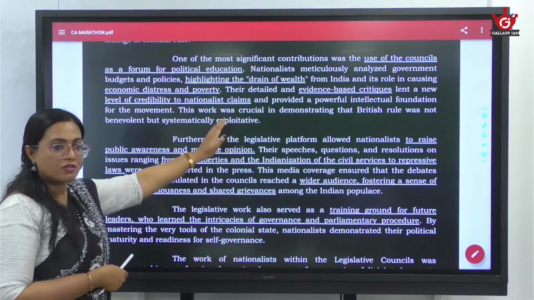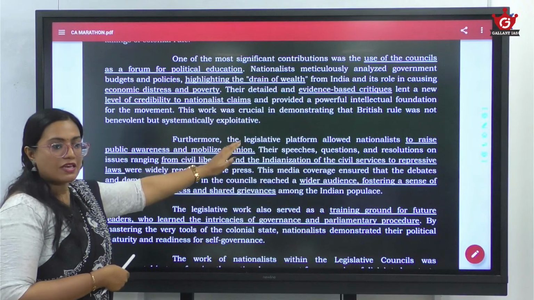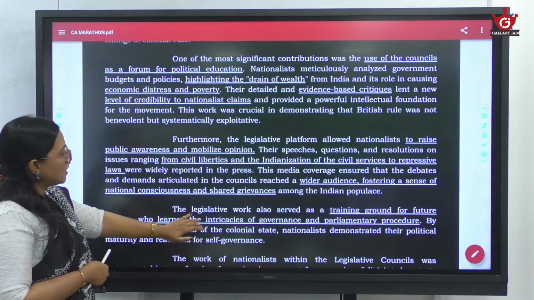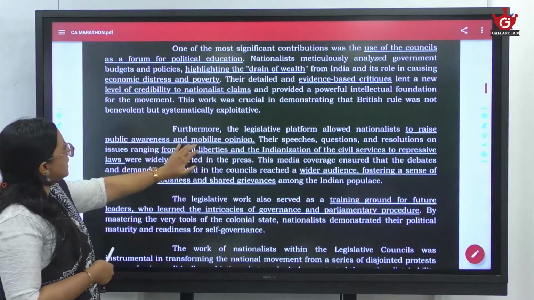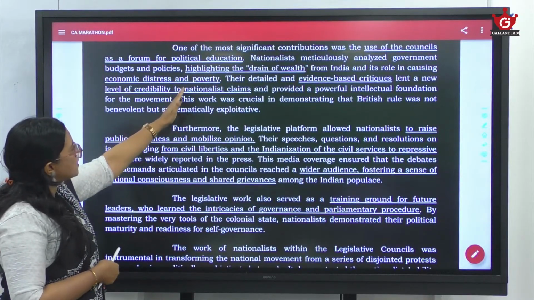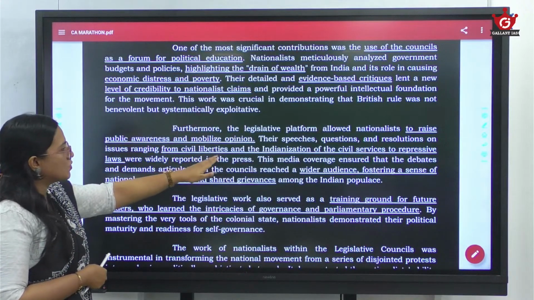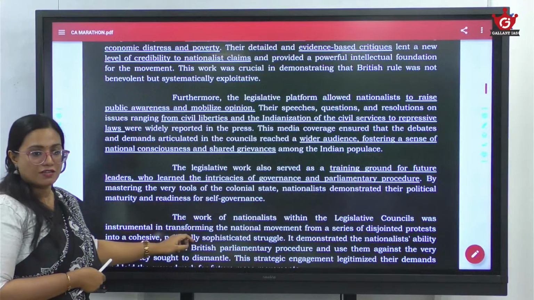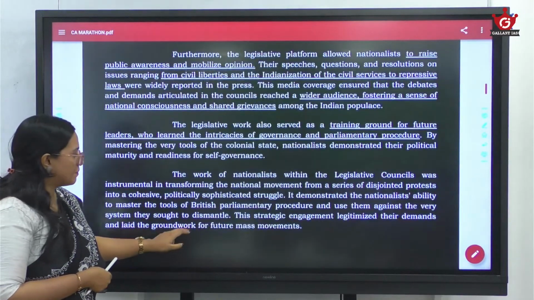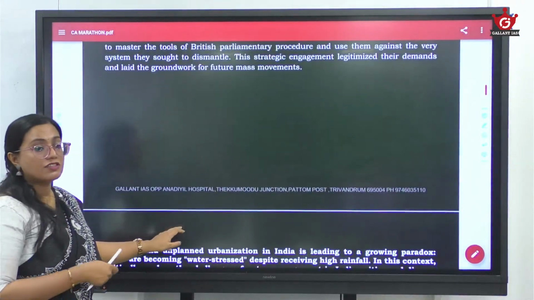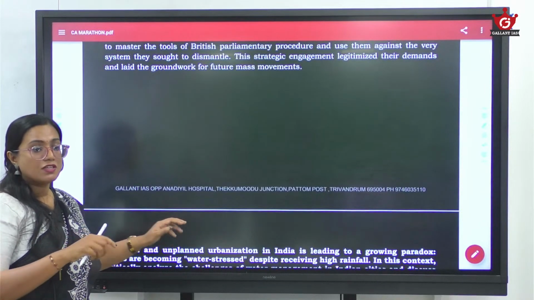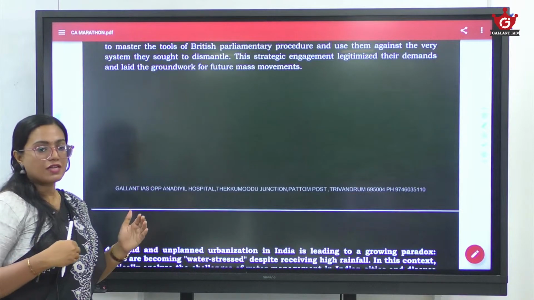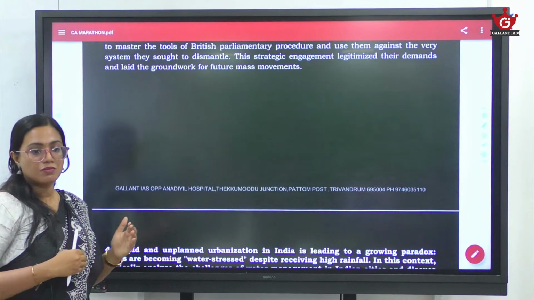Dadabhai Naoroji talked about the drain of wealth. So they were able to convince the leaders with evidences. So these are the ways in which it is written. So it's basically how they used this forum for political education and how they used this as a legislative platform and how they used it as a training ground. If you have only 3 or 4 points, remember to make it a paragraph. If you have so many points to write, remember to write it as bullet points. Okay.